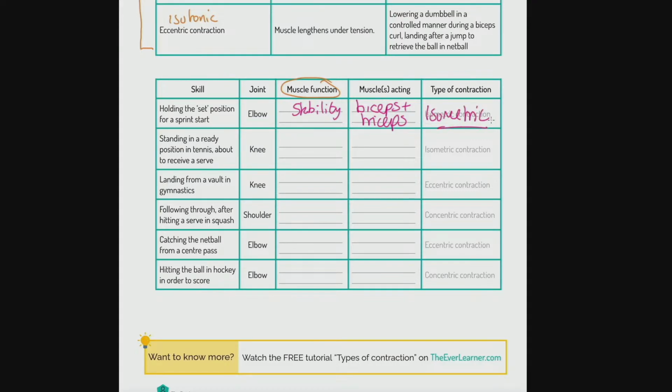Remember, when an isometric contraction occurs, both muscles are applying equal and opposite force, I'm going to say force, but it's really a torque. Therefore, both are acting. We've got isometric. Now, let's go for a different one.